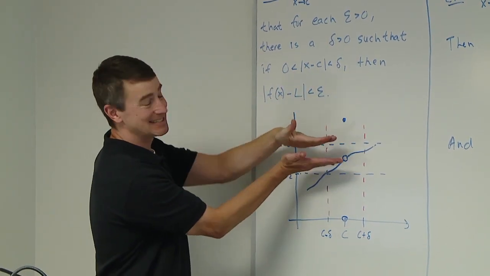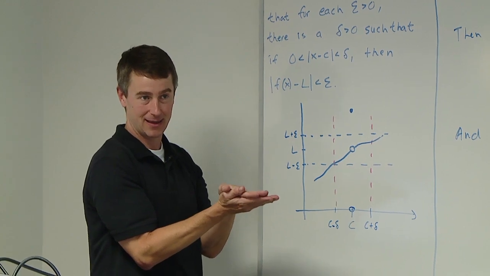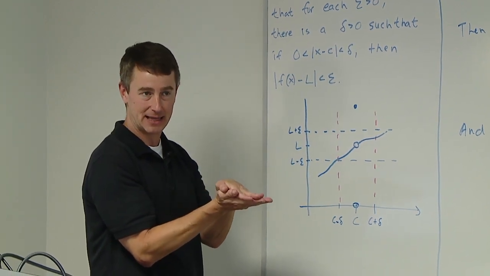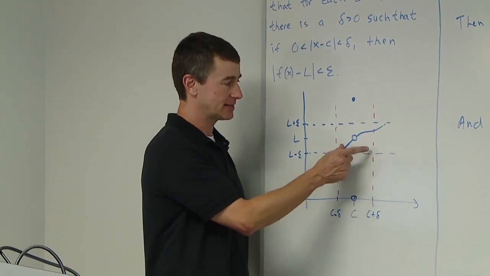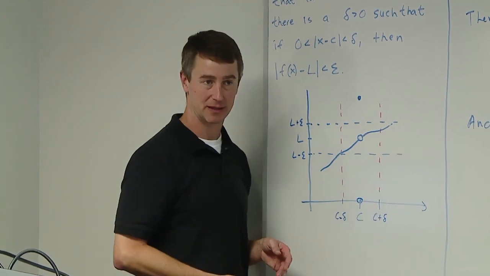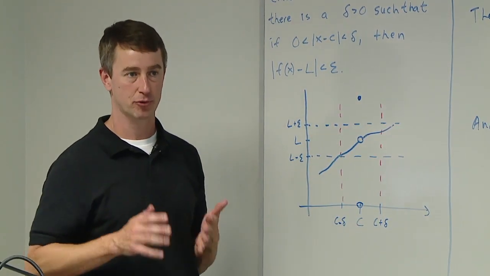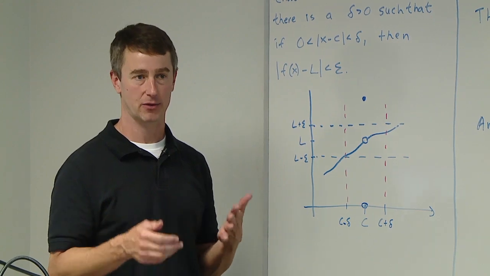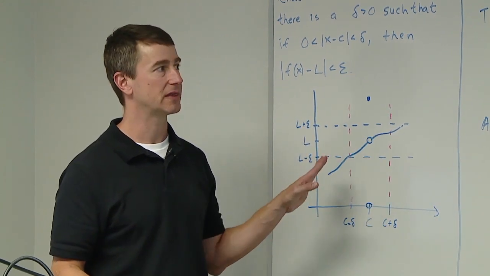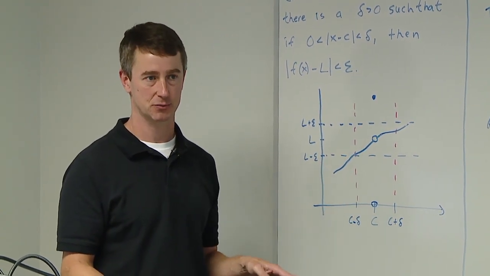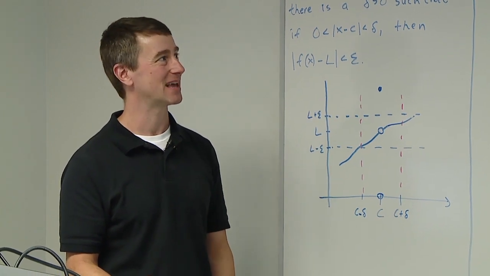He can make this band as tight as he wants. And if no matter how tight he makes that band, I can find a delta to stay within that so that the function stays within that band, then yes, I will have proved that the limit is indeed what I thought it was, 3. We're not going to prove anything today. We'll prove a limit for the first time next week. But we're just trying to get used to this definition today.